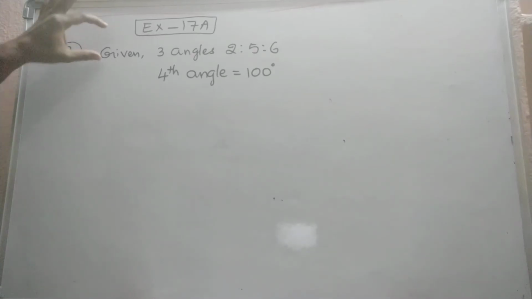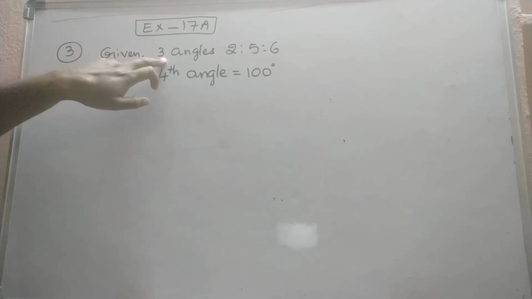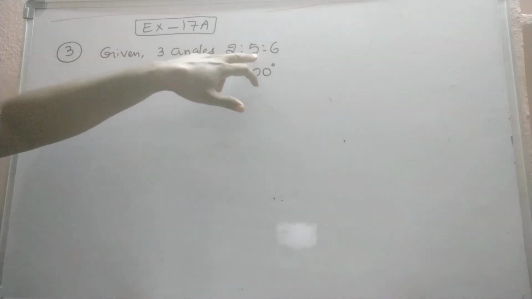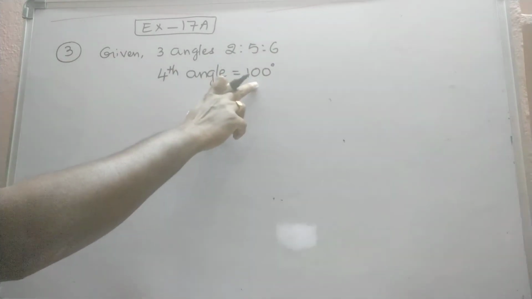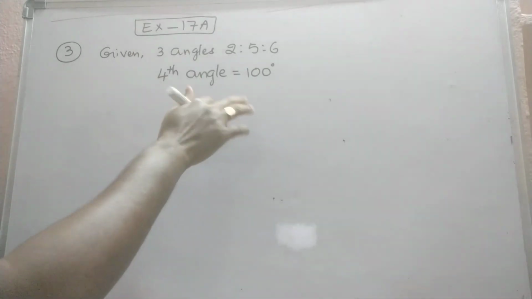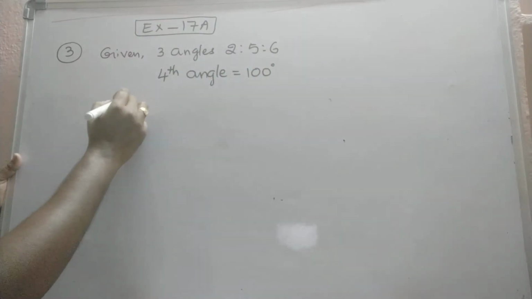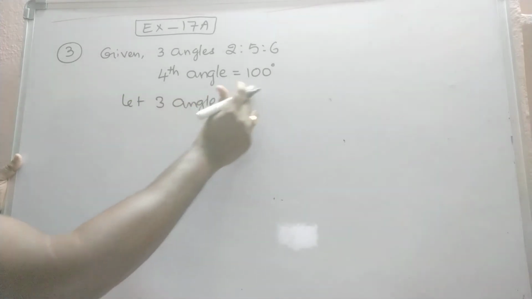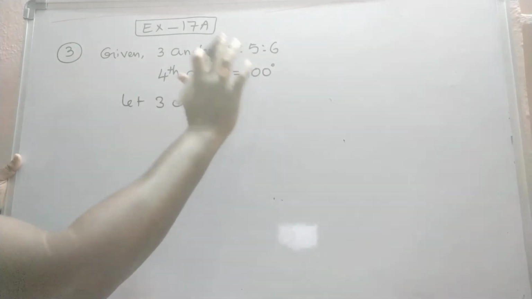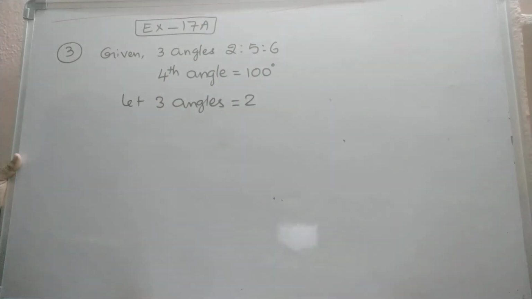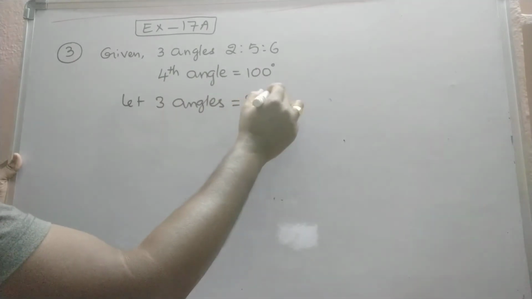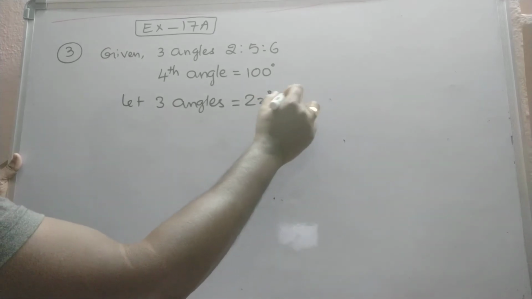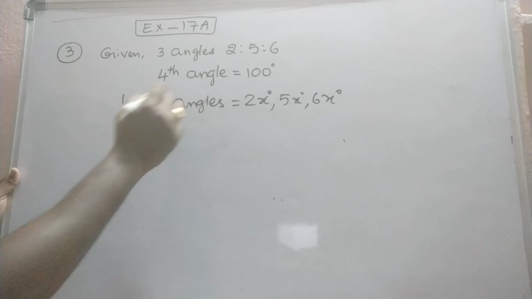So next question. In a quadrilateral, I am not writing quadrilateral, children, you have to write. So in a quadrilateral, the three angles are in the ratio of 2:5:6, and the fourth angle is given as 100 degrees measure. We have to find out the measure of the three angles. So let the three angles be, the fourth angle I know, the remaining three angles I don't know, but I know just ratios, that's it. So I have to assume, let the three angles be 2x degrees, 5x and 6x degrees.